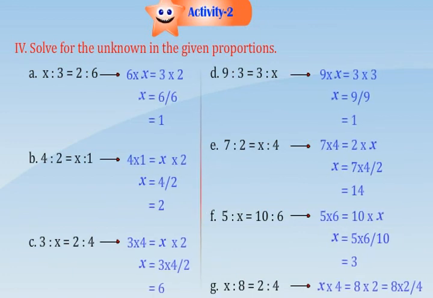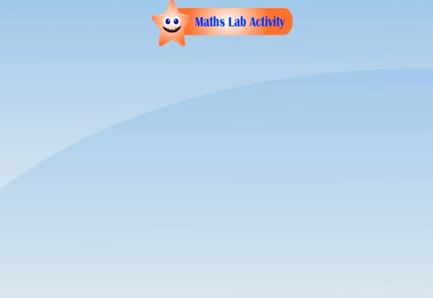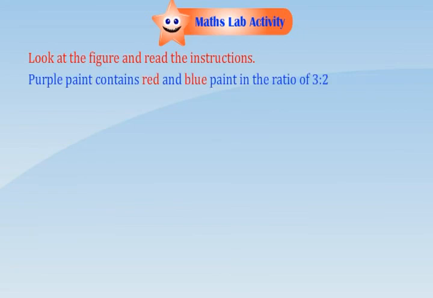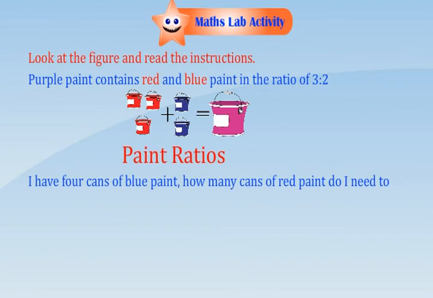Maths lab activity. Look at the figure and read the instructions. Purple paint contains red and blue paint in the ratio of 3:2. Paint ratios. I have 4 cans of blue paint. How many cans of red paint do I need to make purple paint? Remember the ratio 3:2.